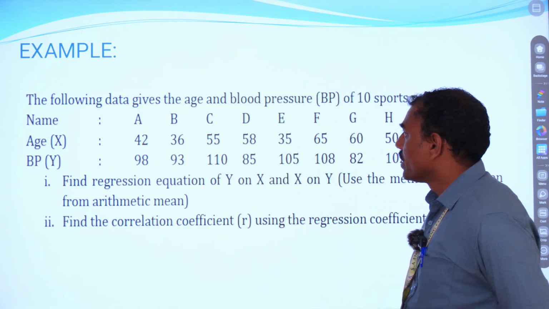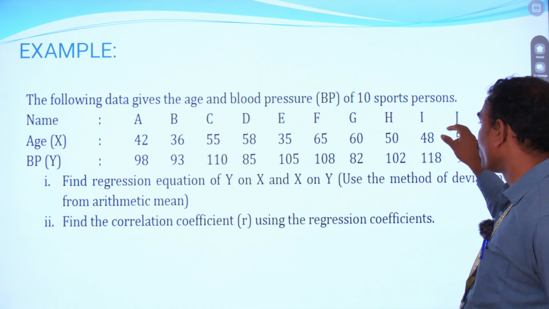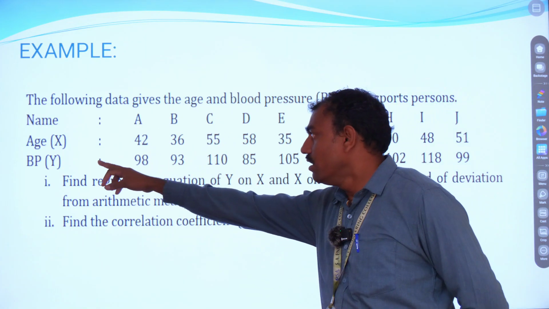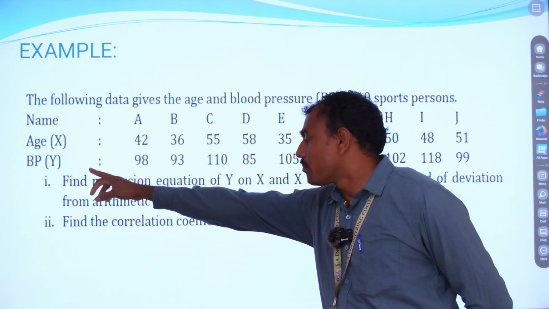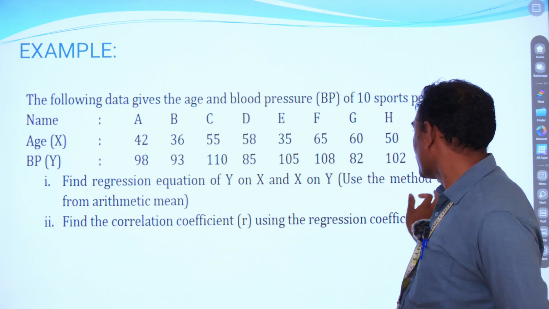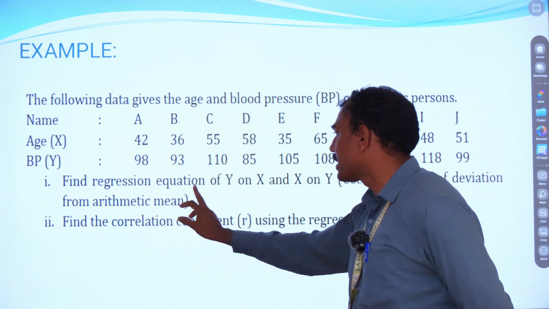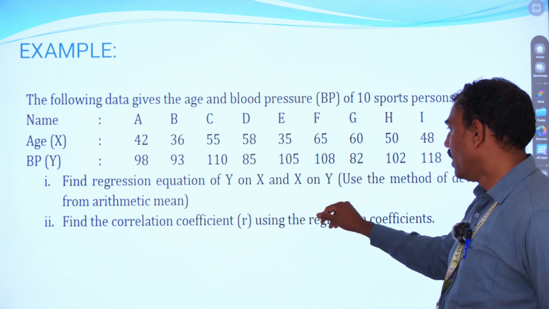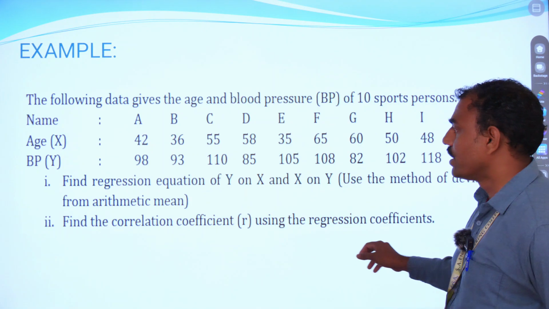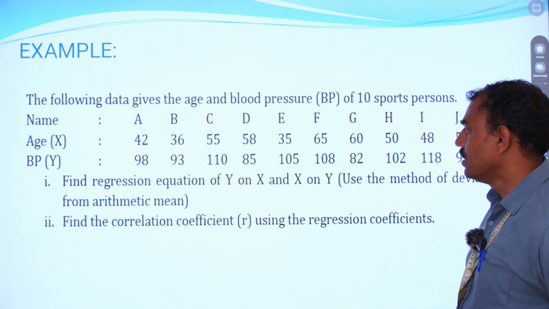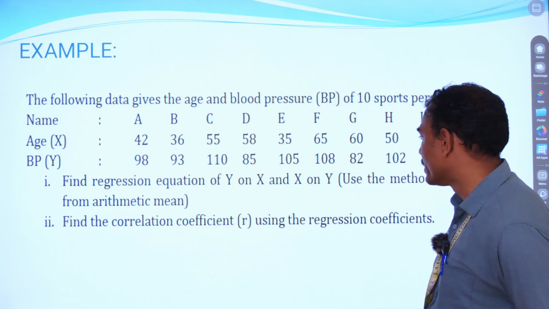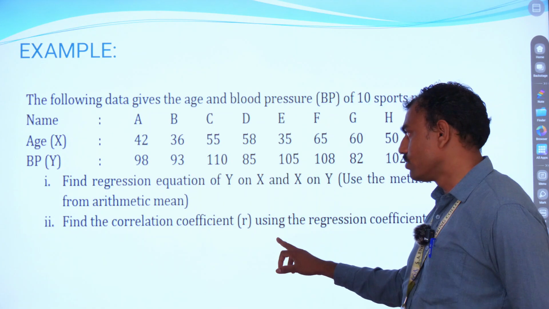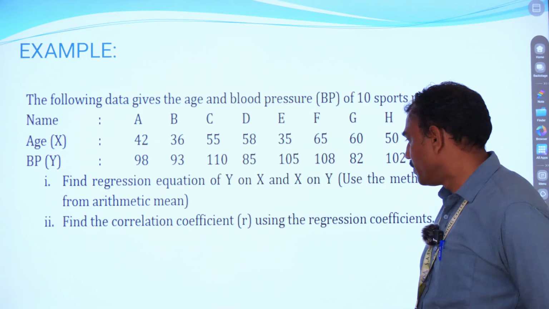The following data is given: the age and blood pressure of 10 sports persons, named A to J. Age is given as x, and blood pressure is given as y. The first question is to find the regression equation of y on x and x on y using the method of deviation from the arithmetic mean. The second one is to find the correlation coefficient using the regression coefficients. So first we find the regression coefficients, then we apply the correlation coefficient formula.